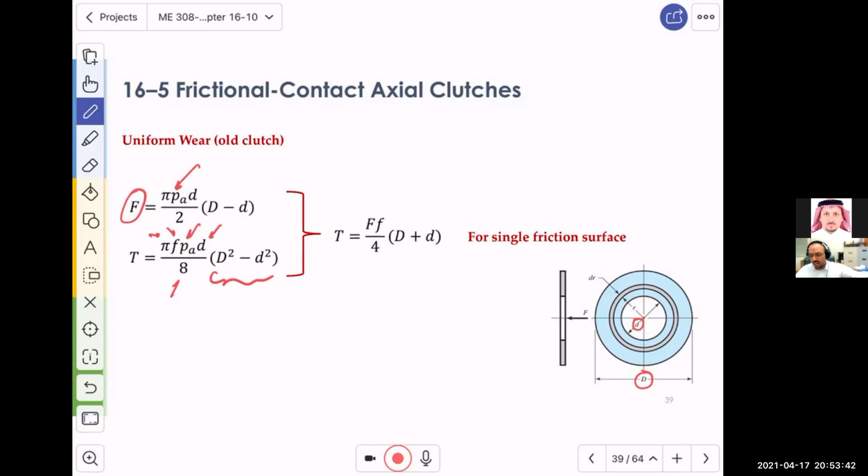Now you can express this torque as force times distance, right? So using that, you combine these equations and can have an expression for the torque, which is equal to F, the force, multiplied by the friction f, divided by 4, multiplied by (D capital plus d small).